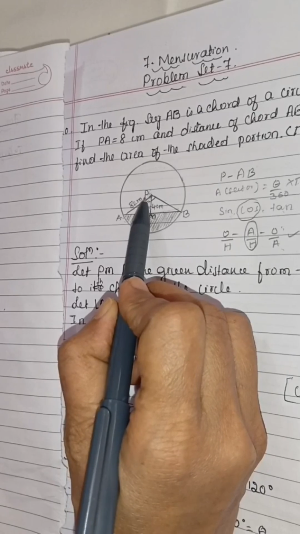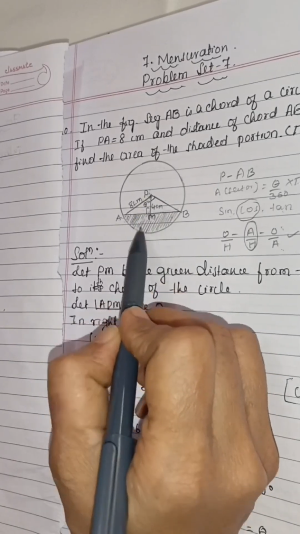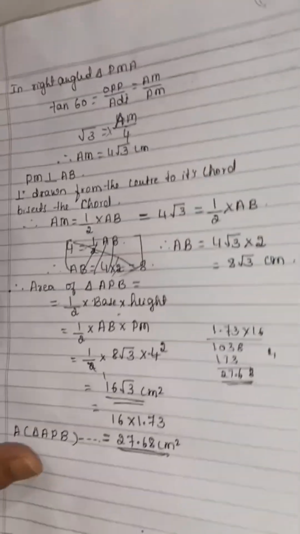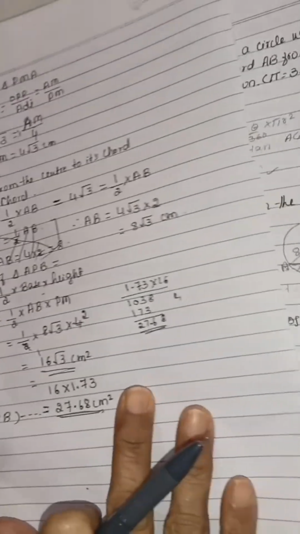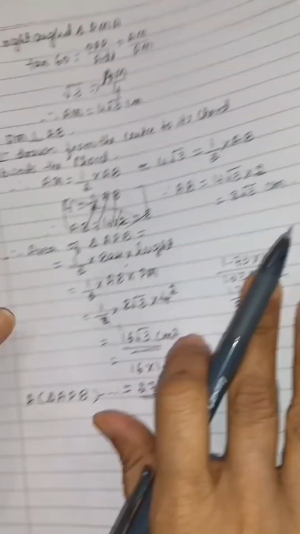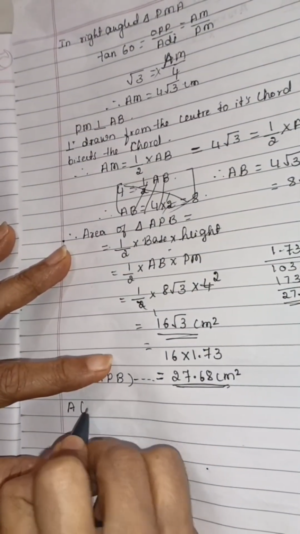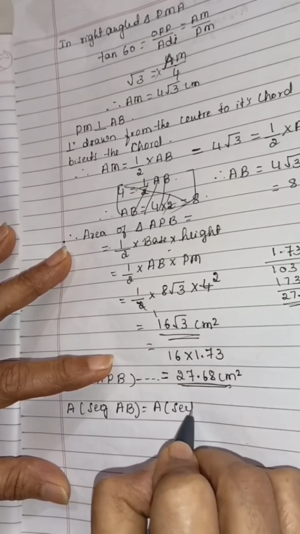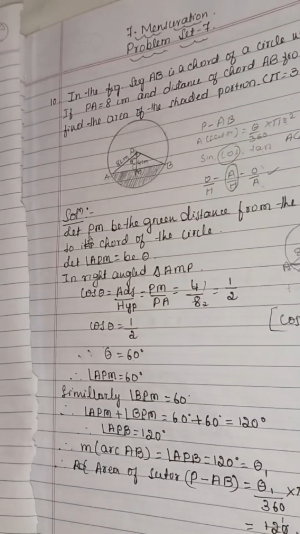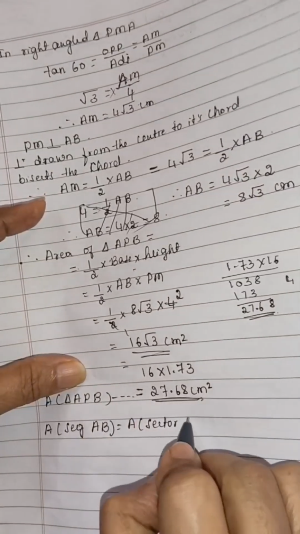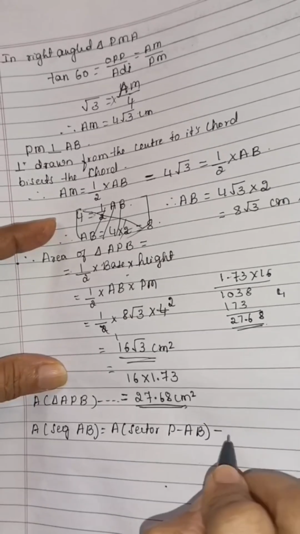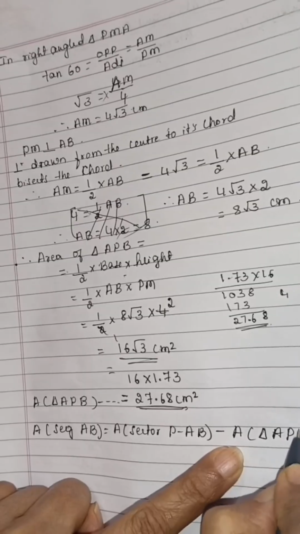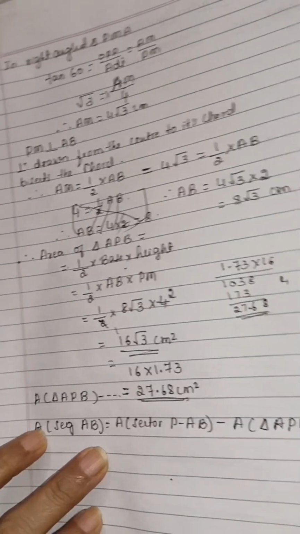Now we know the area of the whole sector PAB, and the area of the triangle also. So area of sector minus area of this triangle gives the shaded portion. That is what the question asks: area of the shaded portion. Therefore, area of segment AB is area of sector PAB minus area of triangle APB.